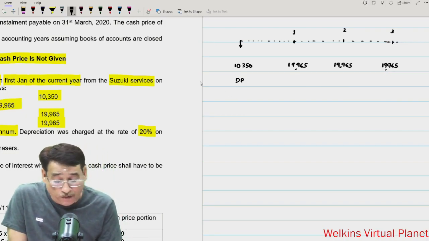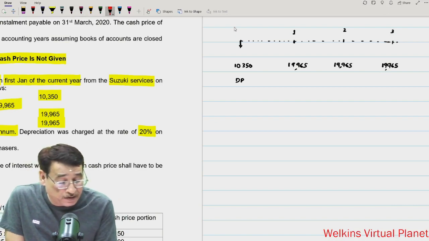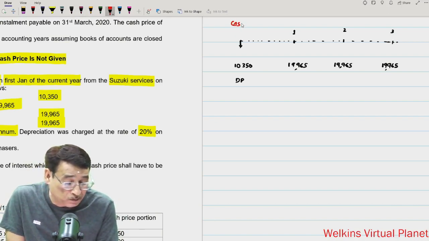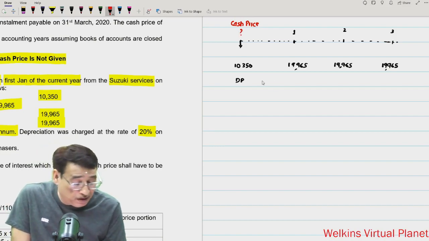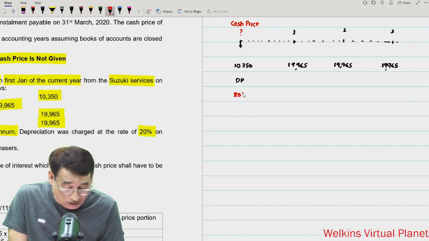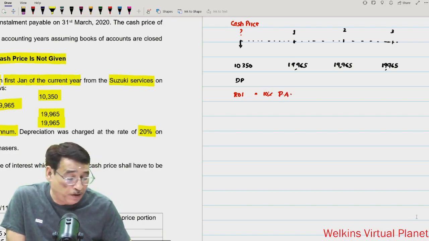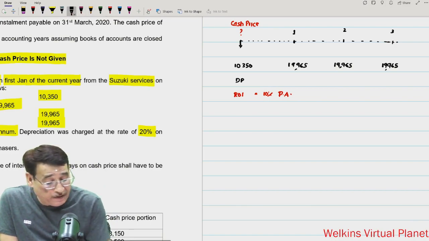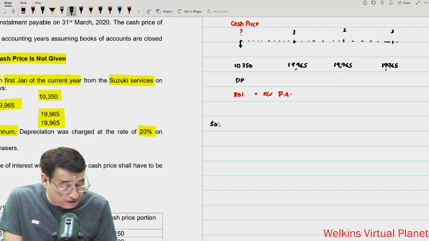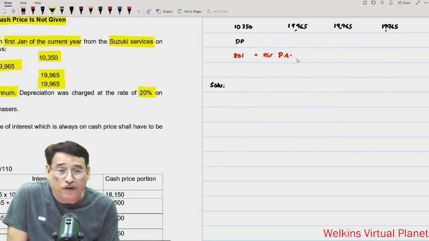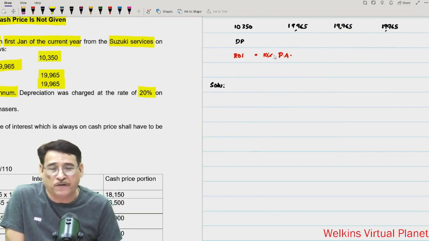In this question, problem is that we are not having the cash price. The cash price is missing. Cash price is not known. Further, you have been given that rate of interest is 10% per annum. Now, how to solve such question? Pay attention here. When cash price is not given, in that case, first of all, what you are supposed to do? First of all, you will have to pay attention to the rate of interest, correct?